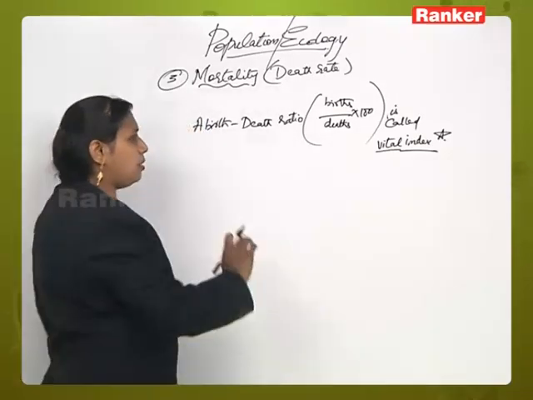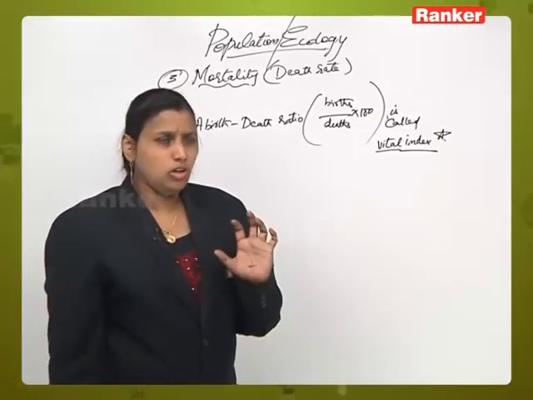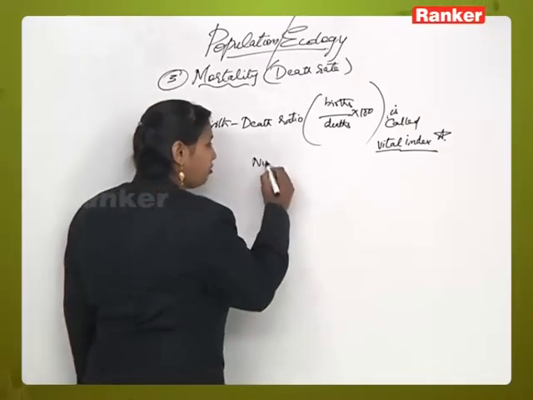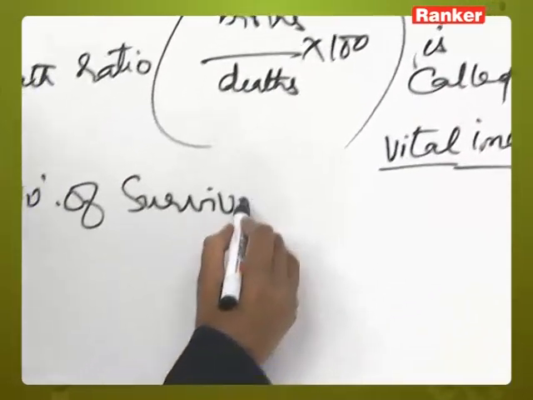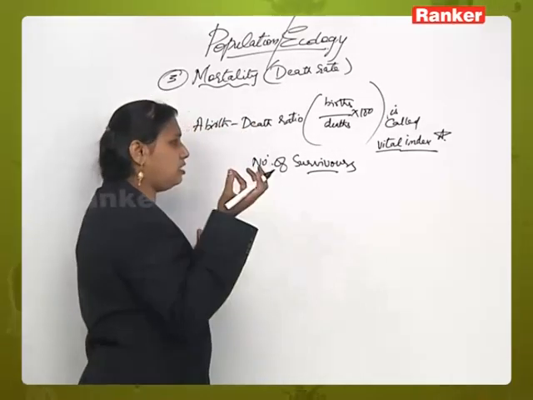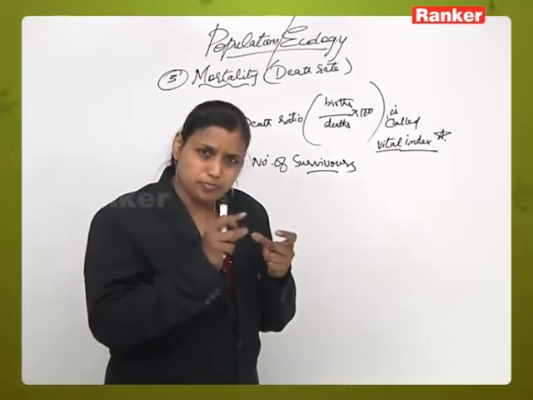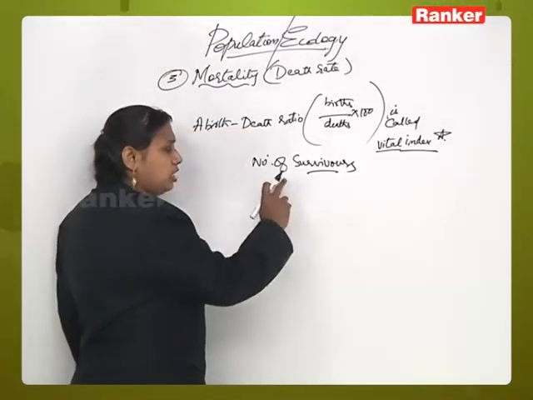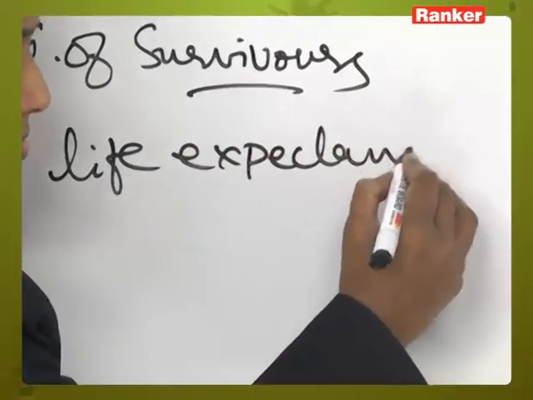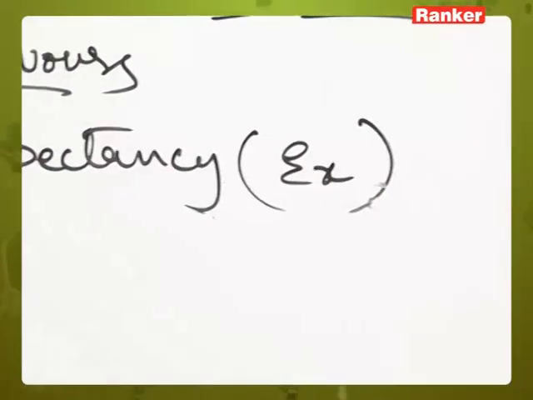Now here we are also coming to a population. When we are talking in terms of mortality in a population, it is not only always about the death ratio or the birth ratio, it is also about the number of survivors, the number of people who survived in the due course of time. That process of counting the number of survivors is more important in a population. The phenomenon where we count the number of survivors in a particular population is called life expectancy. And this mortality is expressed in terms of life expectancy with the formula called EX.